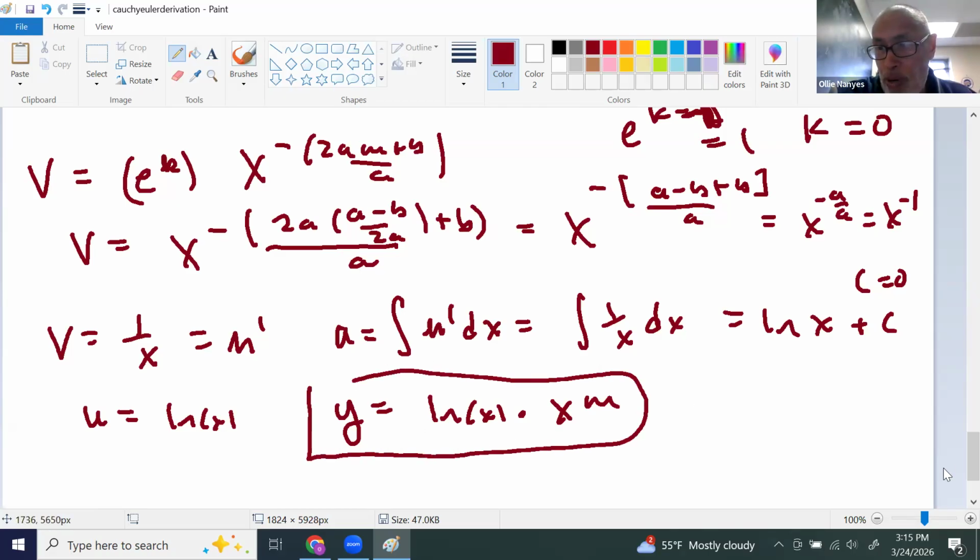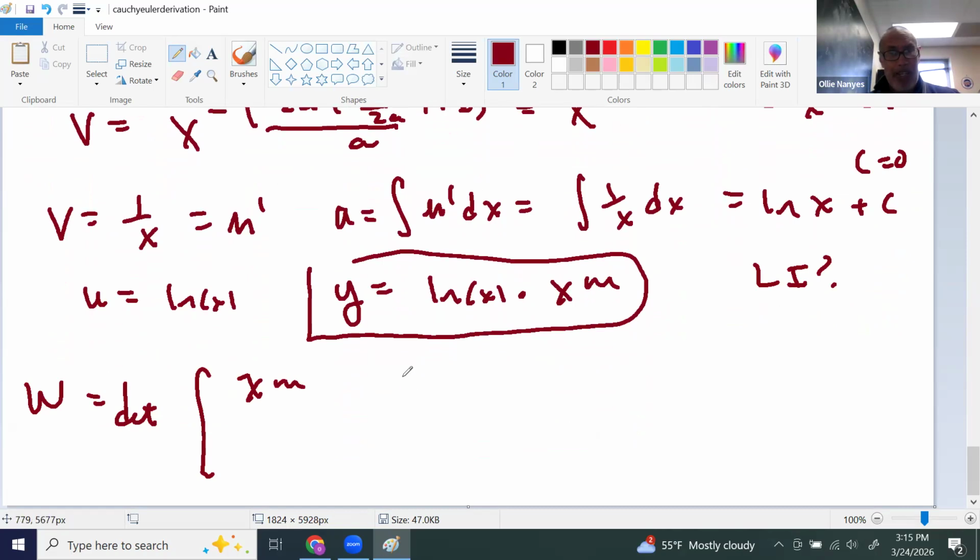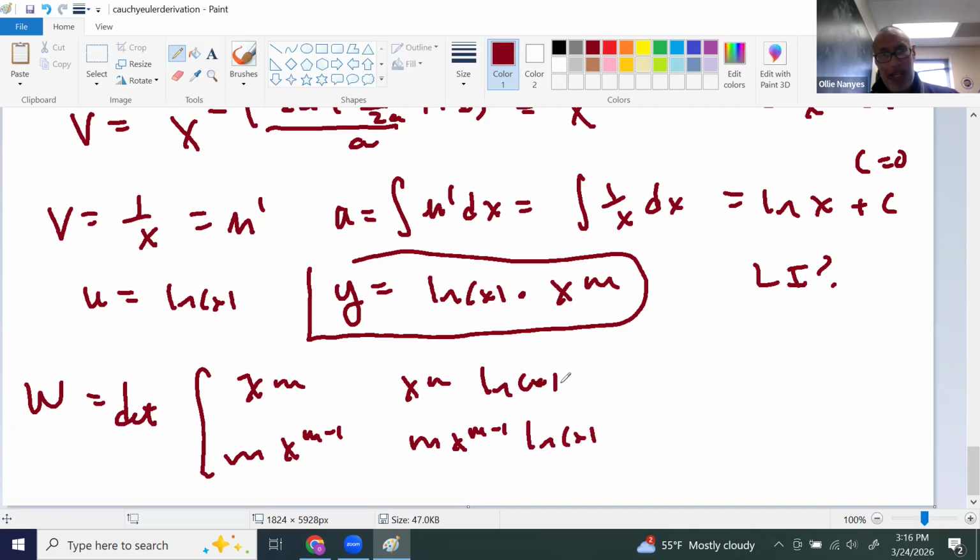Now, we have to show linear independence. So if we take the Wronskian, we write our things, x to the m, log x. Now when we differentiate, well, we've got to use the product rule. And then we differentiate log, we get x to the m times 1 over x, so we get m minus 1.